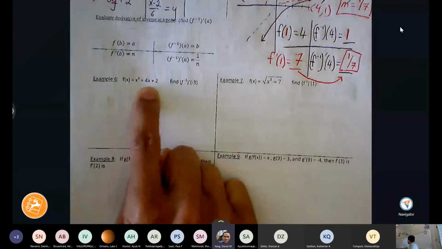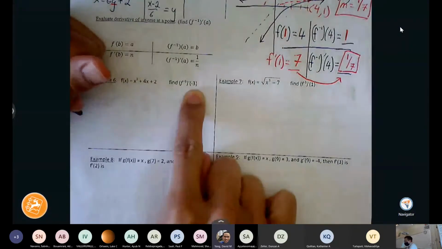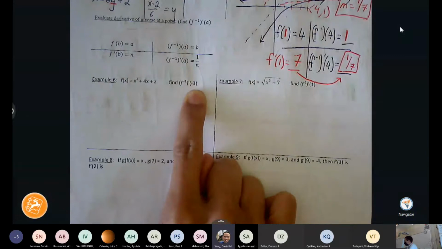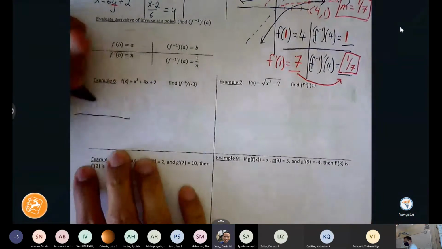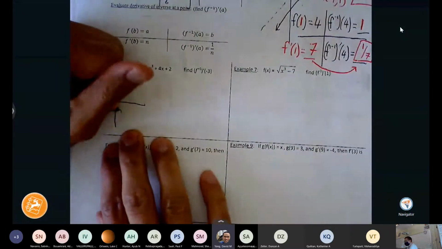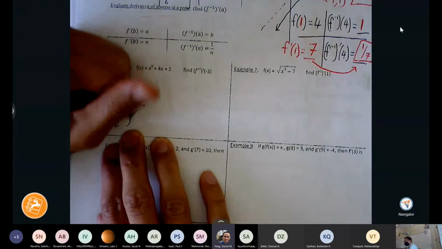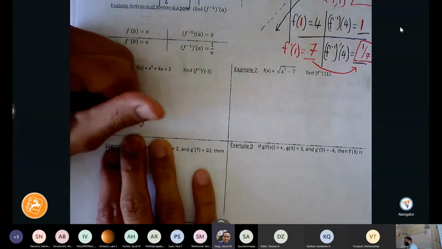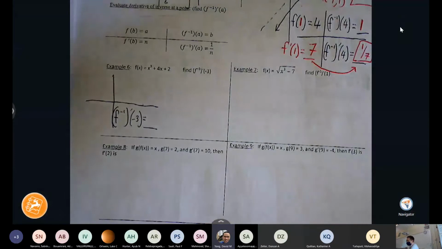So here's example 6. We're trying to find the slope of f inverse at -3. So that looks like an x value, but it's really disguised as a y value of the original function. So we'll just keep that in mind. My ultimate goal is to figure out the slope of f inverse at -3, but I don't have any information on the inverse function except for the fact that the x value is -3.